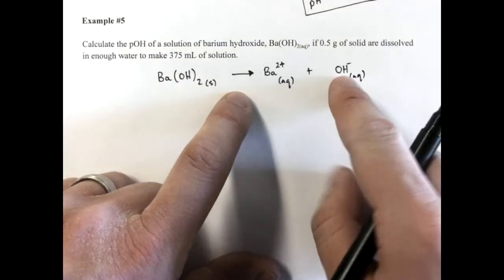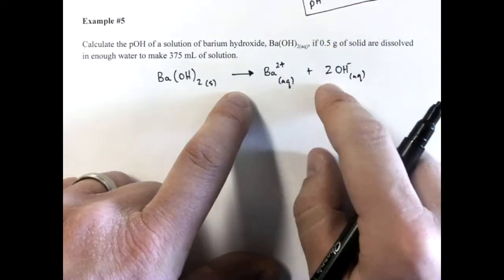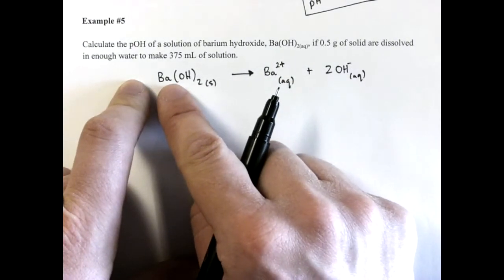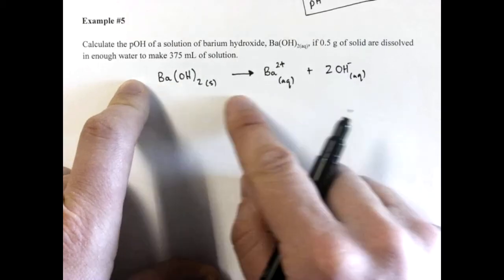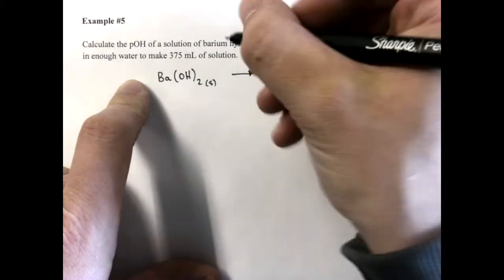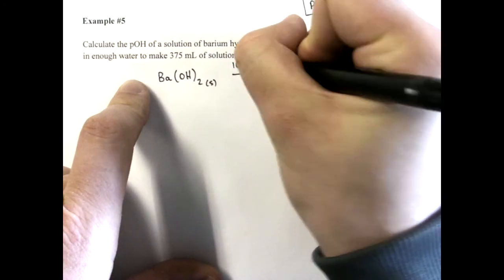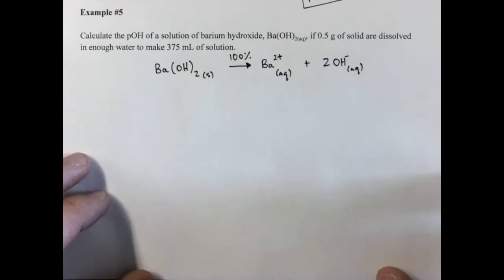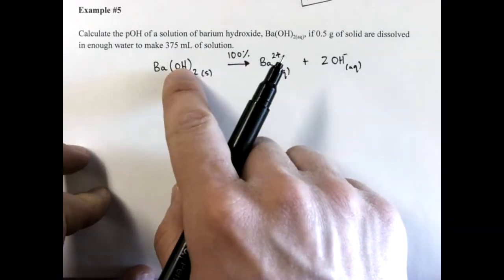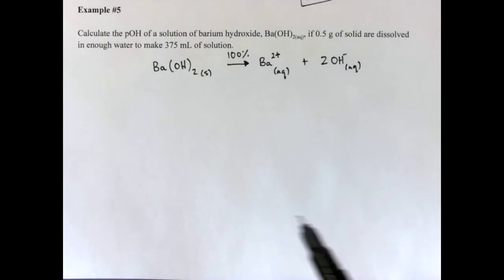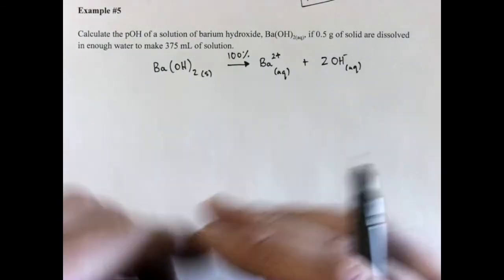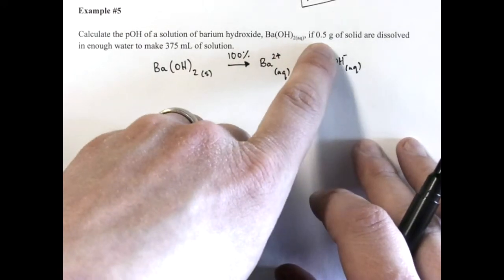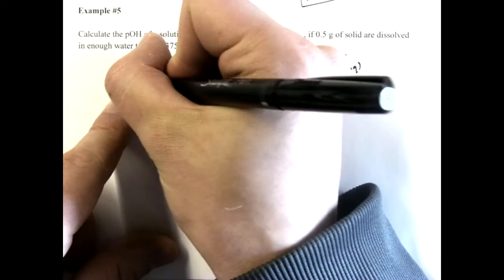So that means I need to write a 2 here. For however many moles of barium hydroxide that are dissociated, I make 2 times that amount of hydroxide. Barium hydroxide is a strong base, so we can assume 100%. Remember, our calculations here are dependent on these being strong acids and bases, so they don't work if these are weak.